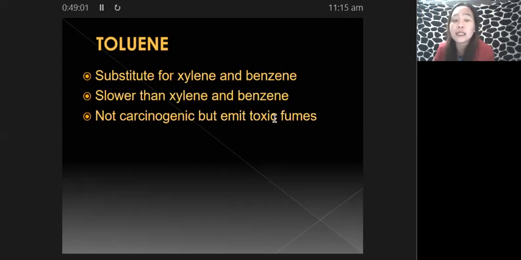So what are the disadvantages of your toluene? Number one, it emits toxic fumes. Even if it is not carcinogenic, it emits toxic fumes. Apart from that, your toluene acidifies in partially filled vessels.